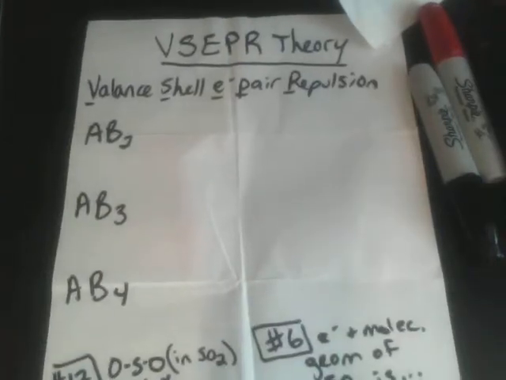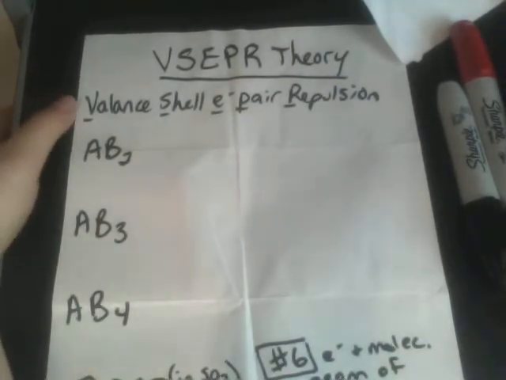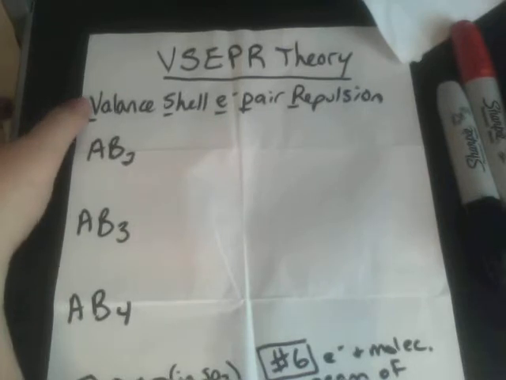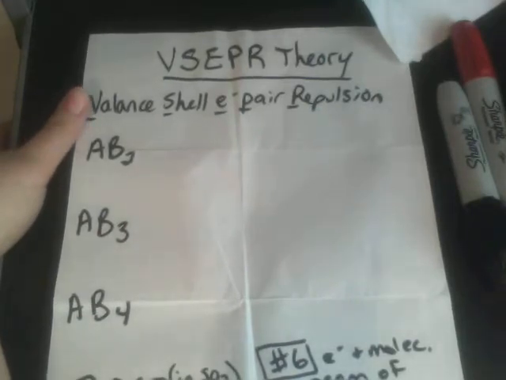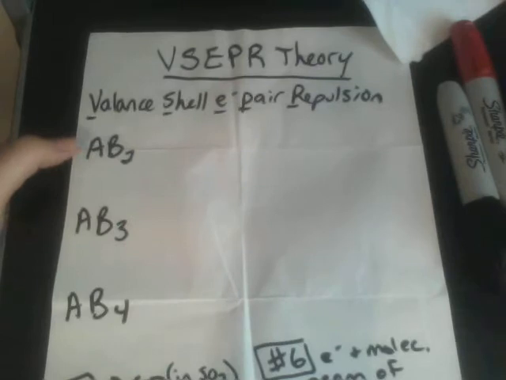Everyone. So for this video, we're going to finally dig into VSEPR theory, which stands for valence shell electron pair repulsion theory. So what this really means is that electrons take up space. Electrons are negatively charged, therefore they actually will repel each other. So let's look at an AB2 molecule.